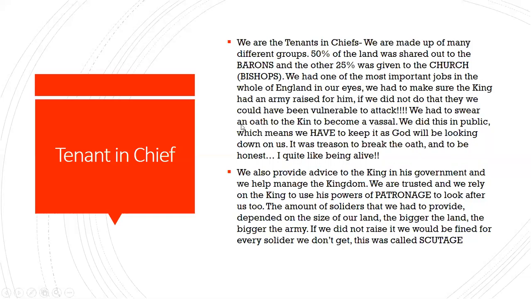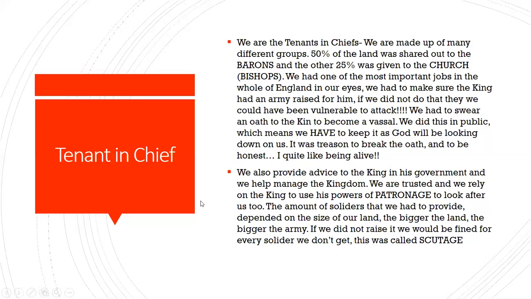They had to swear an oath to the king, ignore the typo, nothing changes, to become a vassal. They did this in public, which means they have to keep it. God will be looking down on them. It was treason to break the oath, and to be honest, a lot of these people, believe it or not, liked being alive. They give advice to the king. They help manage the kingdom.